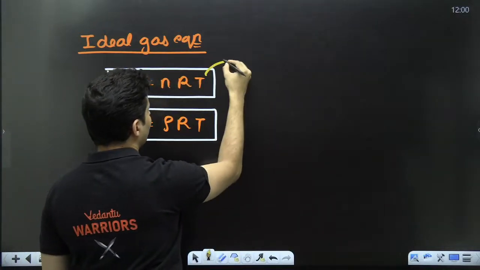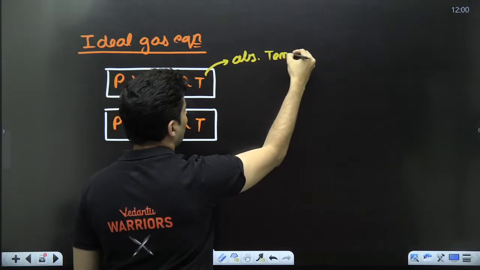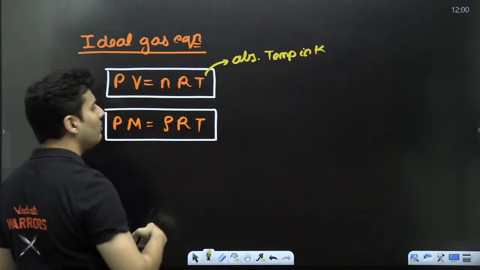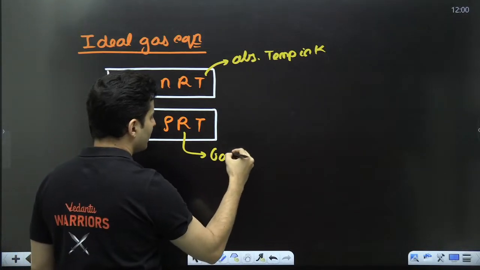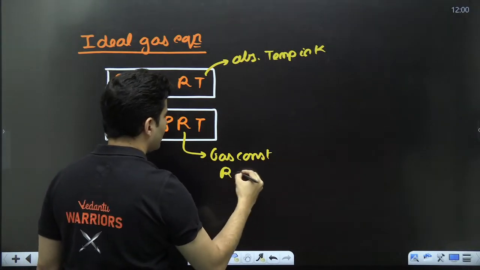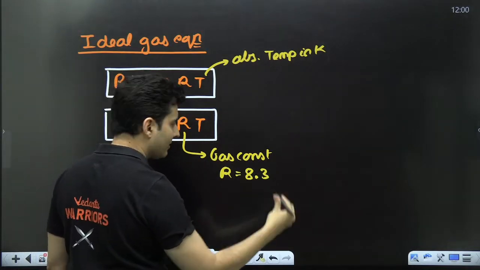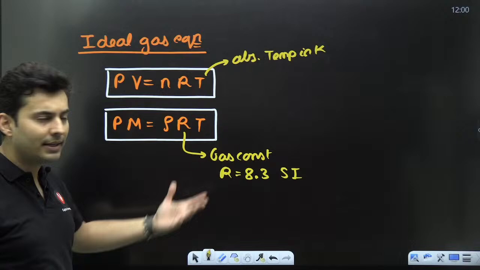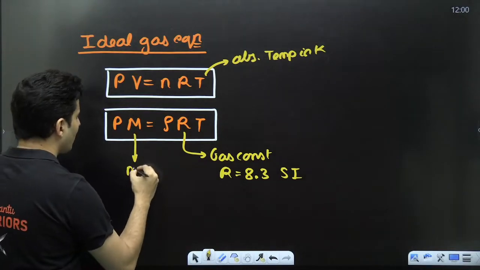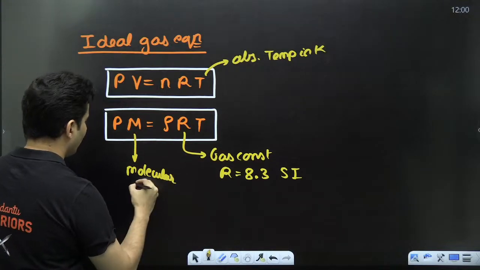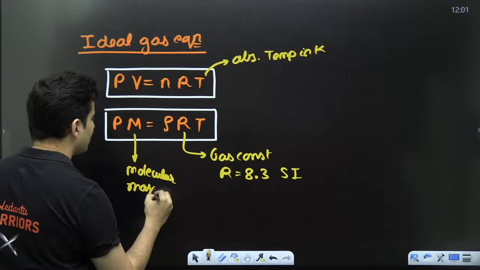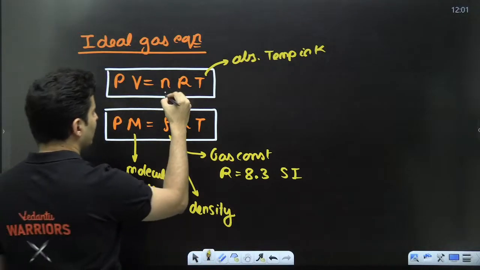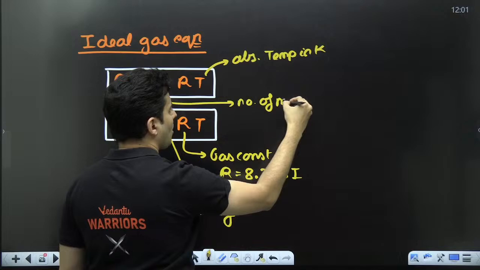Please remember, this temperature has to be absolute temperature, preferably in Kelvin. This R is your gas constant, which is 8.3. Usually we use it in SI units, especially in physics, unless you are in chemistry, like 0.0821 liter atm, or 2 calories per mole. This M is your molecular mass, and obviously this rho is your density. This n is your number of moles.